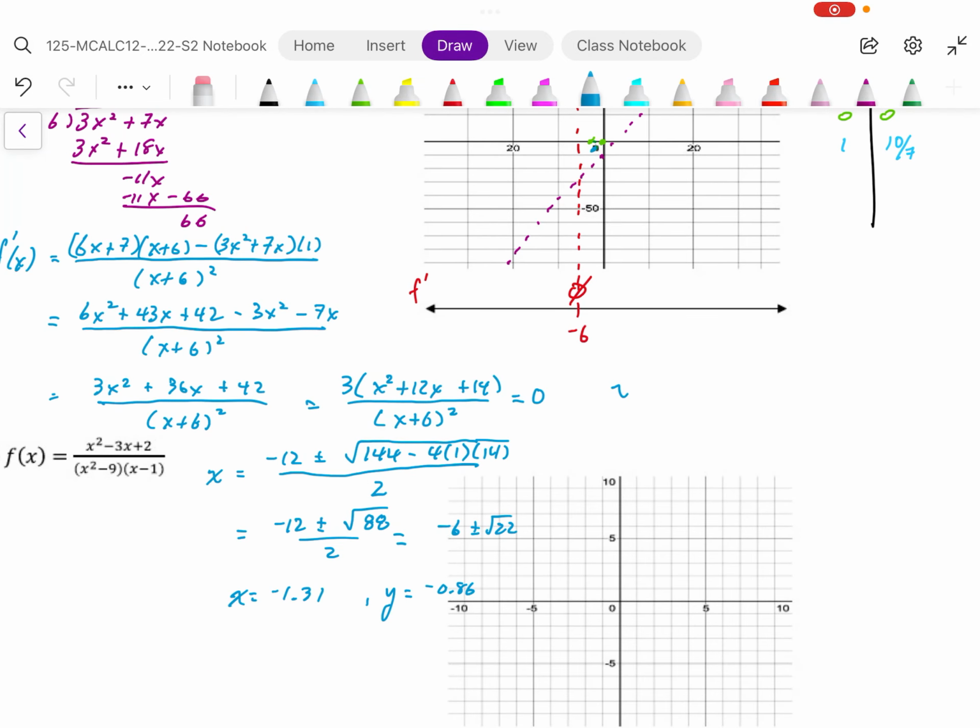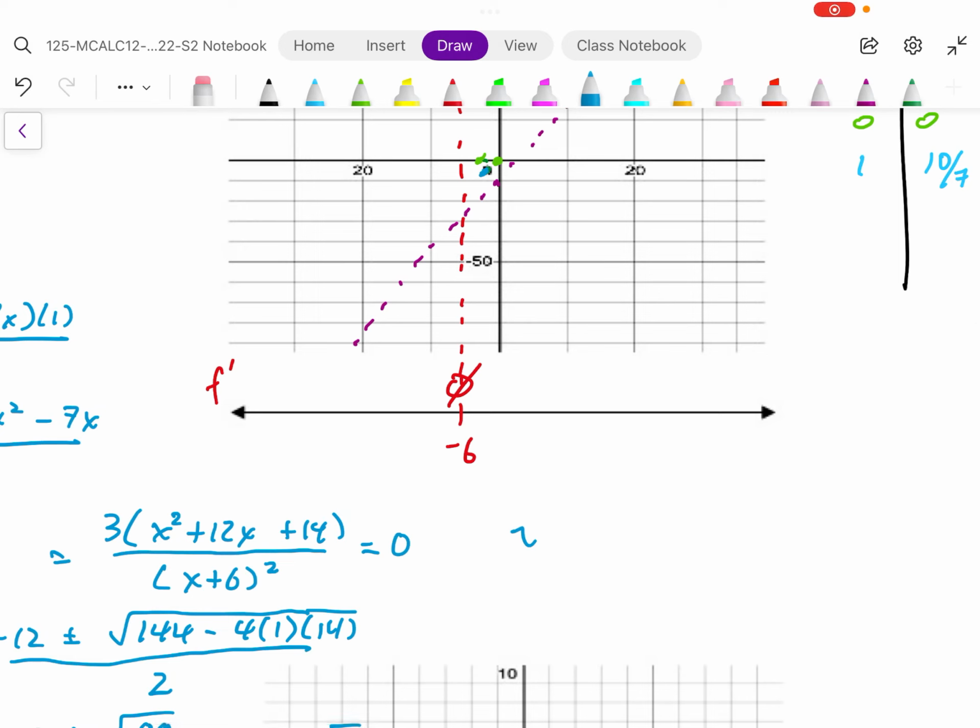And then the other coordinate, when I solve for x with minus root 22, I get negative 10.69. And I get a y coordinate of about negative 57.14. So it's way down there. So negative 10.69, maybe somewhere around here. That's going to be about negative 57. So it looks like it's going to be a max. This is negative 6 minus root 22. There's my zero slope. And I also get a point here at negative 6 plus root 22, where I get a zero slope.